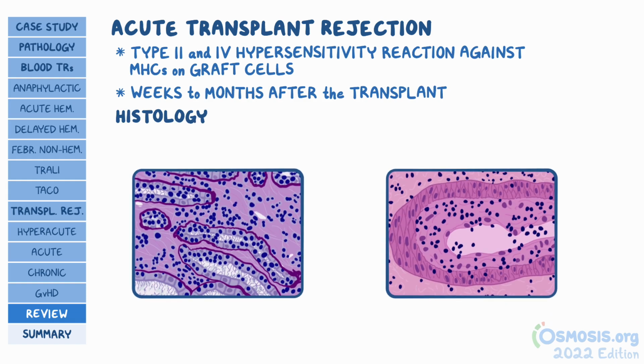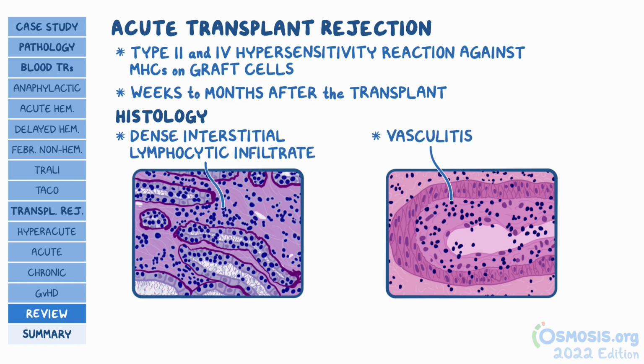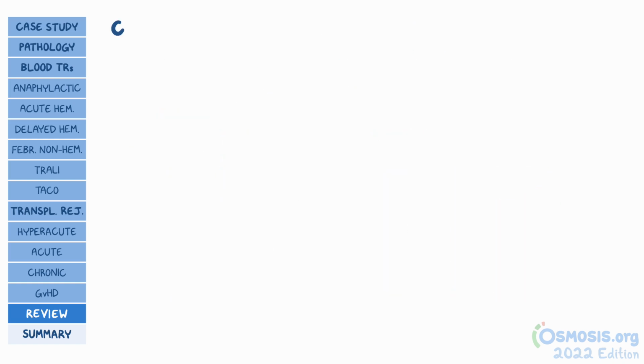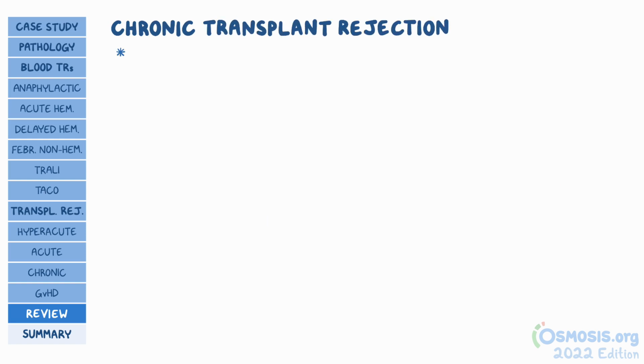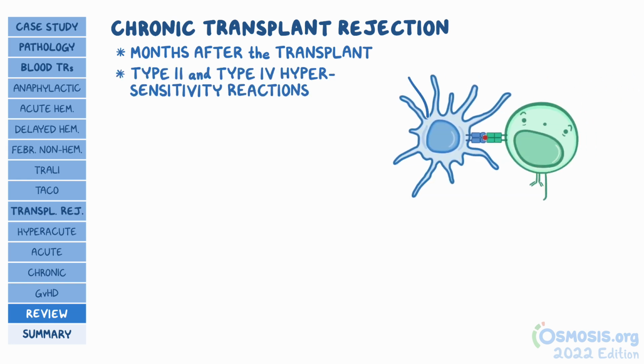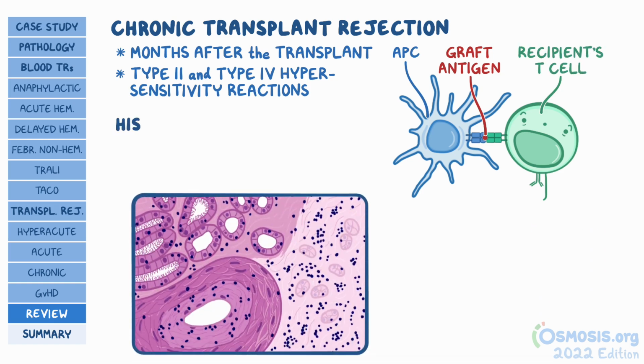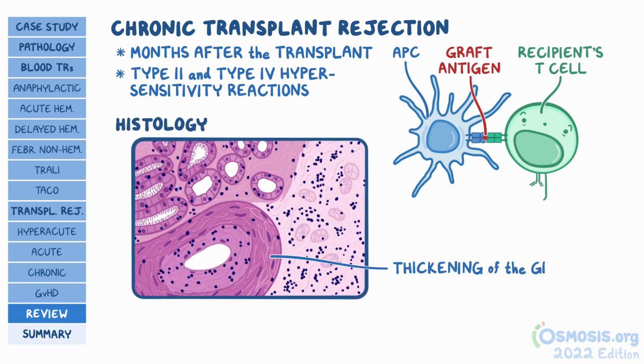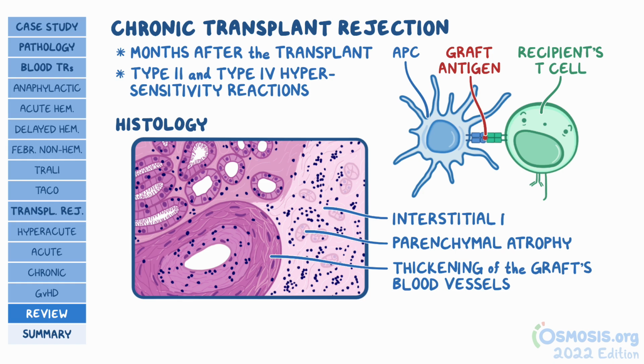On histology of the graft, there's dense interstitial lymphocytic infiltrate and vasculitis. On the other hand, chronic transplant rejection starts months after the transplant and is mediated by type 2 and 4 hypersensitivity reactions, where antigen-presenting cells present graft antigens to the recipient's T cells. On histology, there's thickening of the graft's blood vessels, parenchymal atrophy, and interstitial fibrosis.